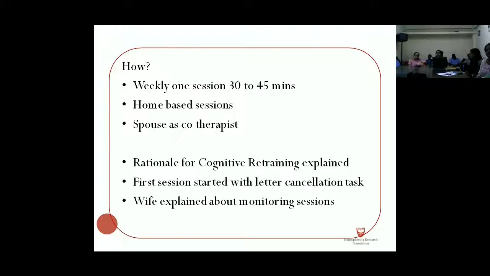So, how these sessions would be delivered: it was planned to deliver one session weekly, for 30 to 45 minutes. Whole day sessions were not planned. The client's wife was explained about homework activities and how she has to monitor these sessions.